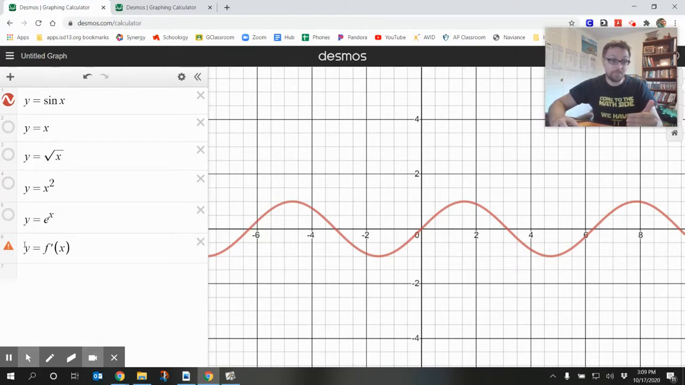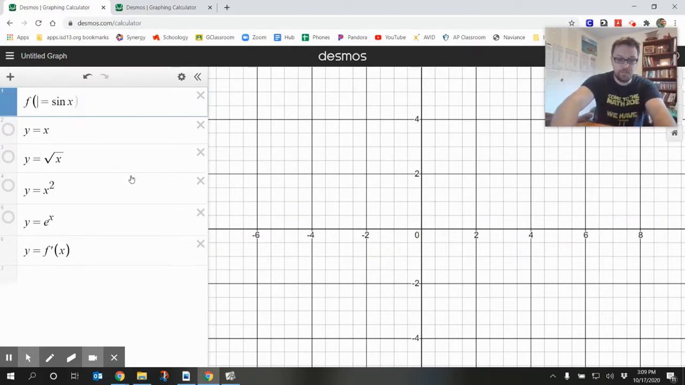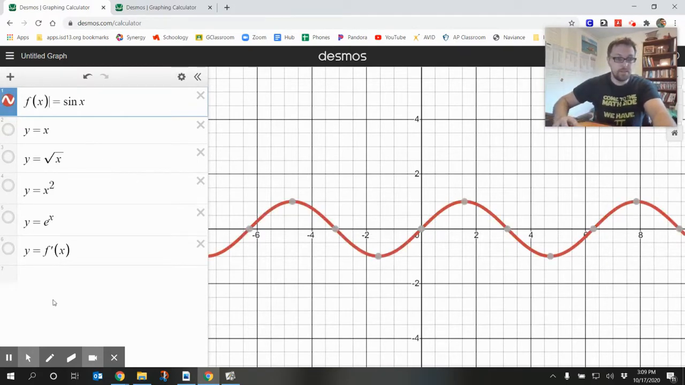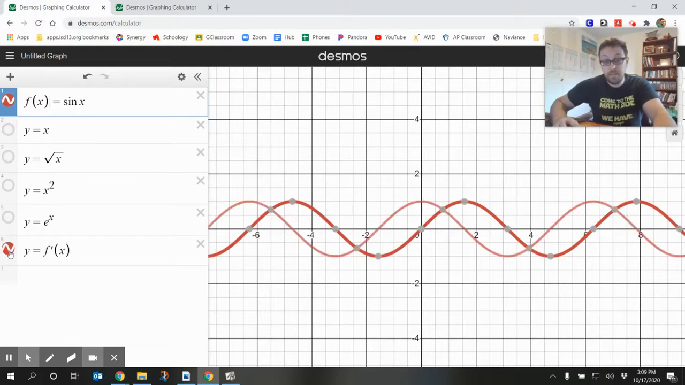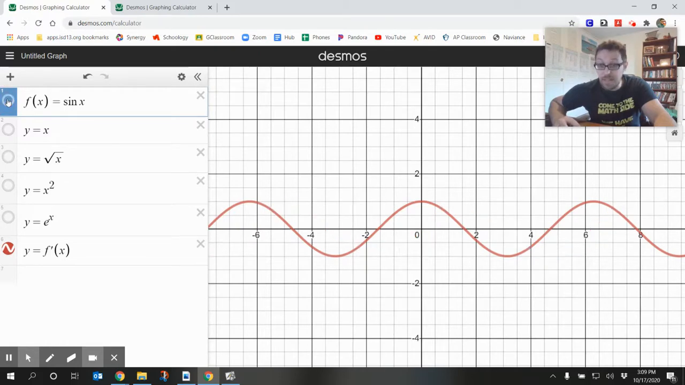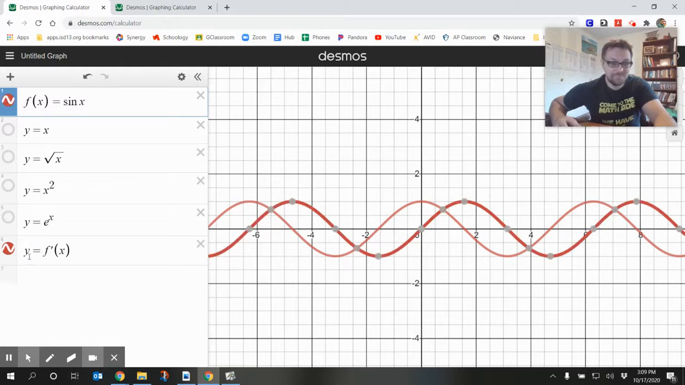Fun fact, if I change this to f of x, I turn this thing on, here is our derivative for sine. And do you recognize that one? Oh my gosh, that looks like cosine. Ooh, more on that later. Not today though.